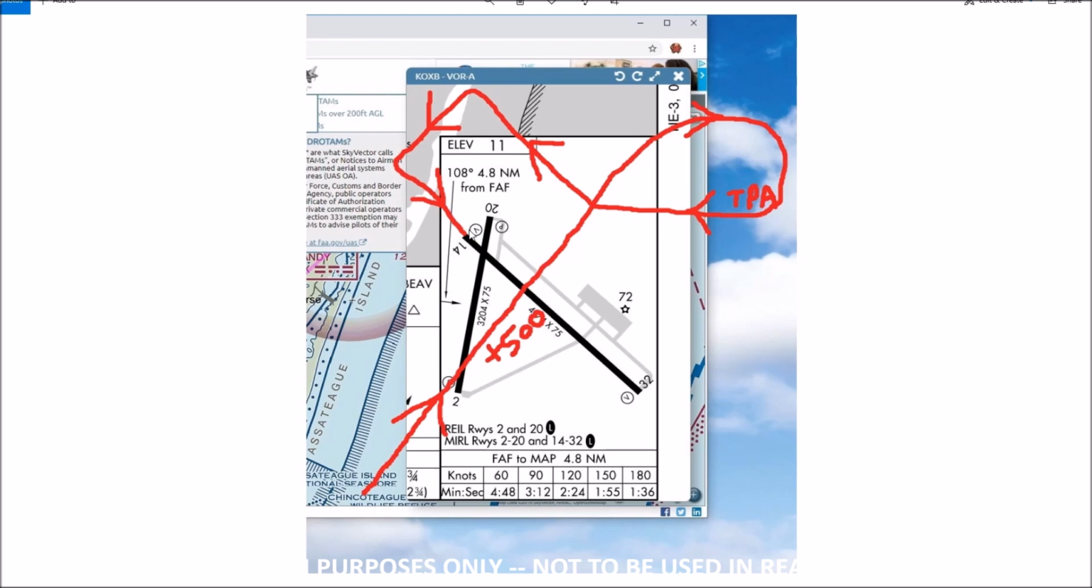Now, just recently, it's become acceptable to not have to do that big teardrop turn. You can do this direct turn onto downwind from your midfield overflight.